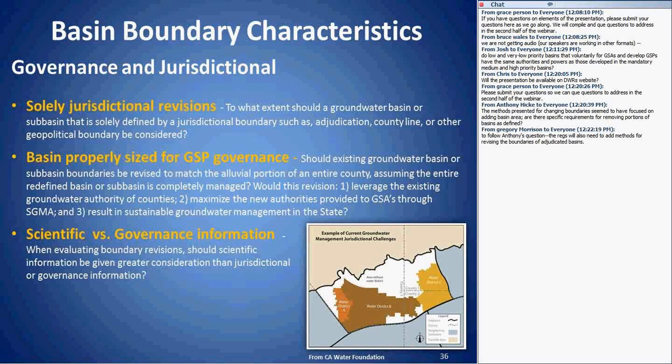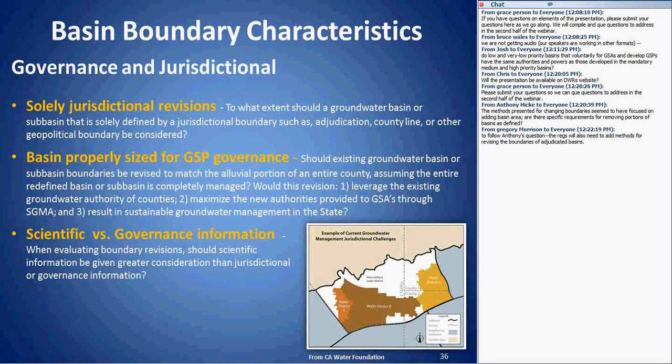The next bullet is basin properly sized for GSP governance. We think it's an advantage on this characteristic, and this one really gets into county involvement in the GSA and GSP process. It's a potential advantage that existing groundwater basins or sub-basins could match the alluvial portion of an entire county, assuming the entire region, basin or sub-basin is completely managed. And this is a potential advantage for a few reasons. It could leverage the existing groundwater authority of the counties. It could also maximize the new authorities provided to GSAs through SGMA.